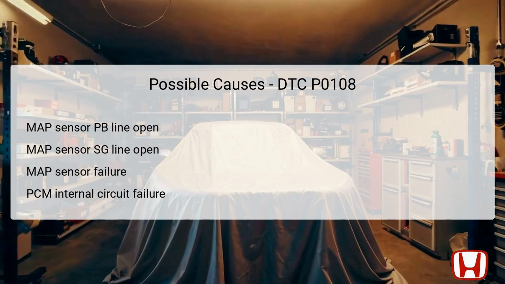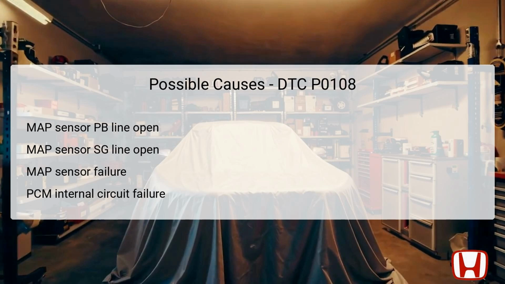First, an open condition in the MAP sensor PB line can disrupt the necessary voltage supply, inhibiting sensor function. Second, if there's an open in the MAP sensor SG line, the PCM would fail to receive crucial signal voltage, again triggering this DTC. Thirdly, a failure within the MAP sensor itself may result in incorrect voltage readings, prompting the PCM to signal a fault condition.